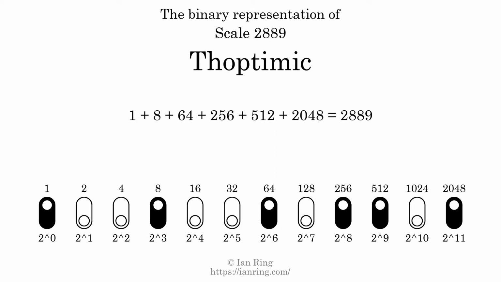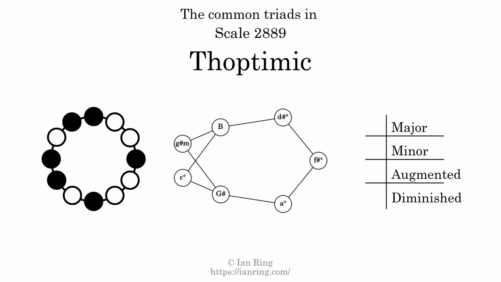The scale number not only enumerates the scale with a unique index, but it also literally describes the tonal content of the scale. Represented as a binary number in base 2, the scale number is 1011010001001. Here are the common triads present in this scale.